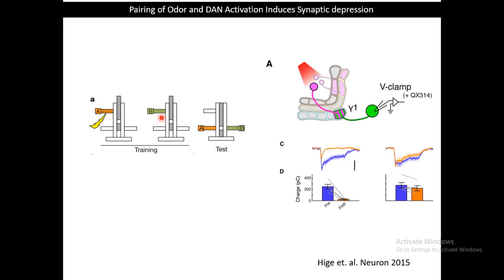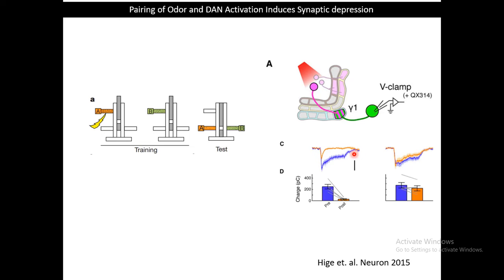Otherwise, they are trained with another odor B where the shock is not given. Now only odor A and B are given. If they have learned their lesson, they would avoid odor A because they know it comes with a shock. Under this kind of training, people have found that in a specific element of the relevant circuit, there is a depression of the synaptic strength.